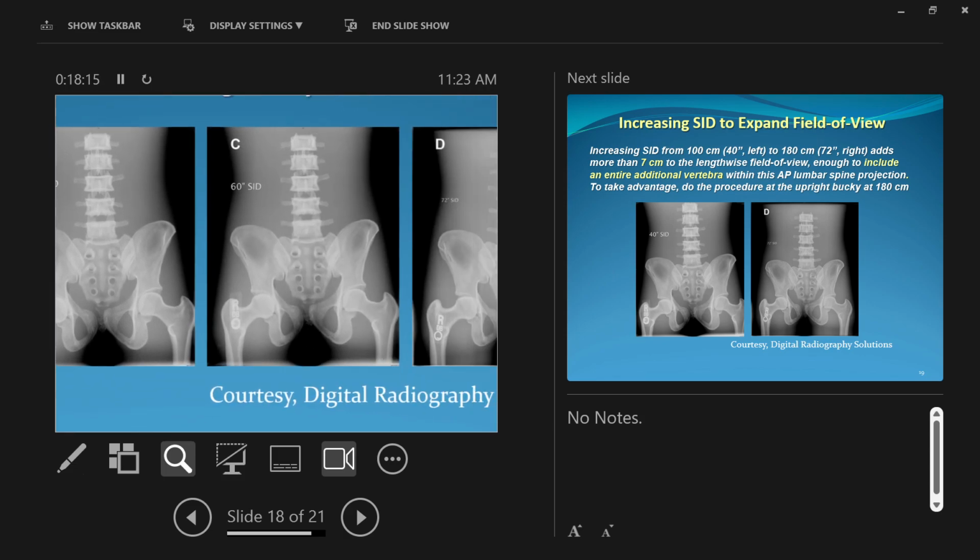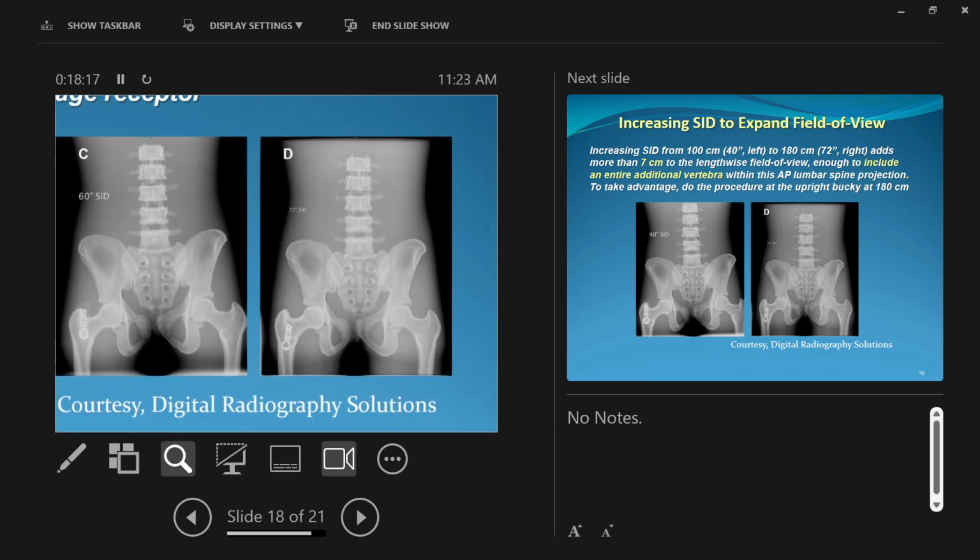Now go over to the 72-inch SID. Notice how you can see the entire hip and pelvis, right? It's just because they backed away, the body part appears smaller now, okay? And if it didn't really click with what I was saying, right?